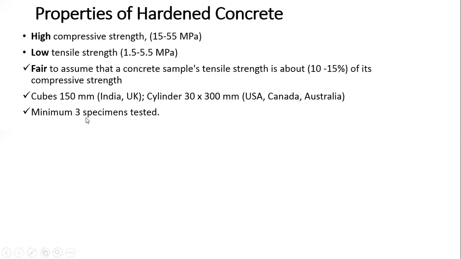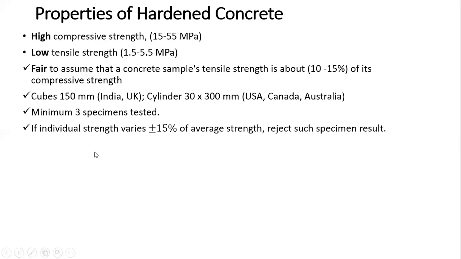For that, you require a minimum of 3 specimens for testing the strength of concrete. After testing these 3 specimens, you have to take the average strength. If the individual strength varies by plus or minus 15% of the average, then reject such a sample result. You have to reject such a sample if the strength varies by more than 15%.